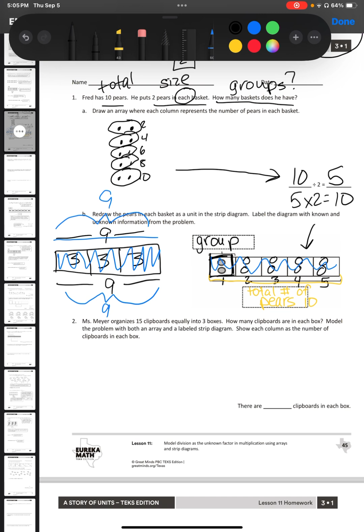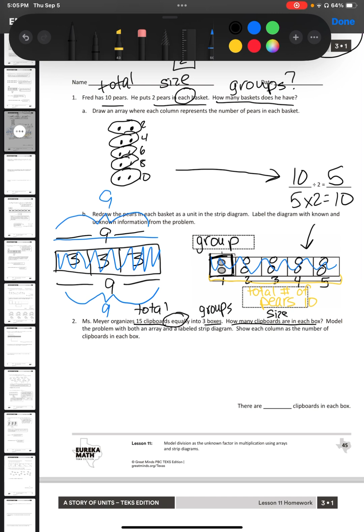Let's look at the last problem. Miss Myers organizes 15 clipboards equally into 3 boxes. How many clipboards are in each box? So let's stop right there and see what we know. We know the total is 15 clipboards. We know our number of groups, 3 boxes. What we're missing is how many clipboards are in each box. So we're missing the size.